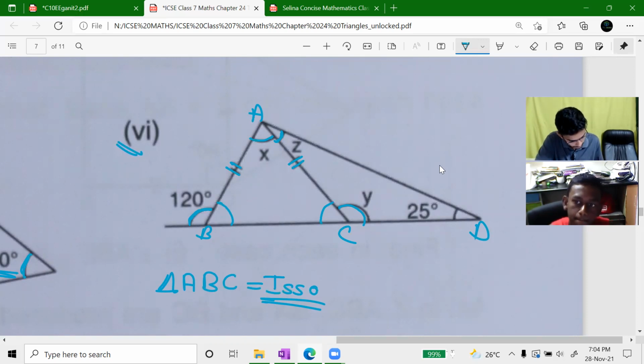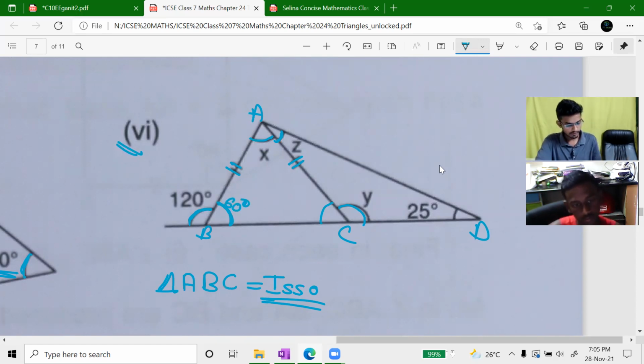Can you find out angle B, this one, for me? How will you find it? Just tell me. 180 minus 120 it is. So what will be the answer? 180 minus 120 is 60 degrees. So this will become 60 degrees.